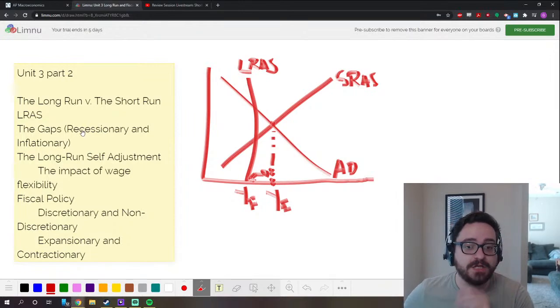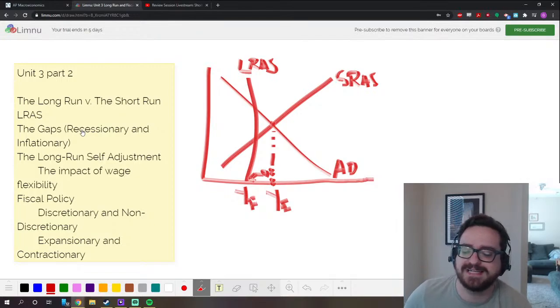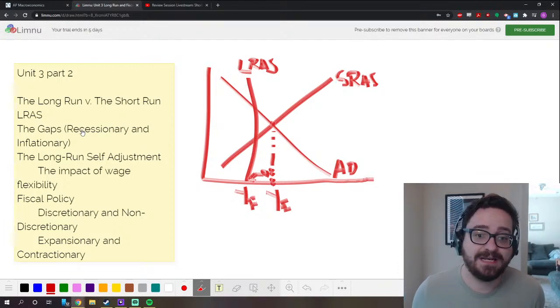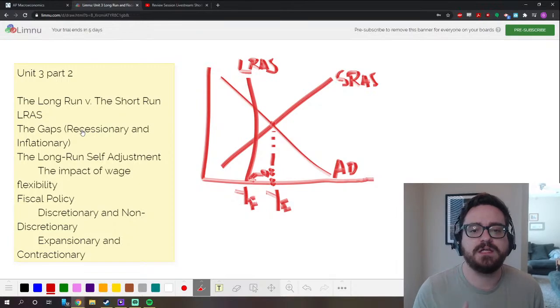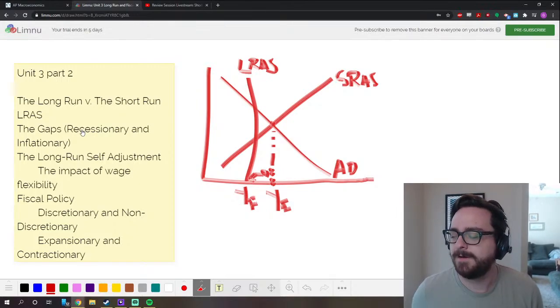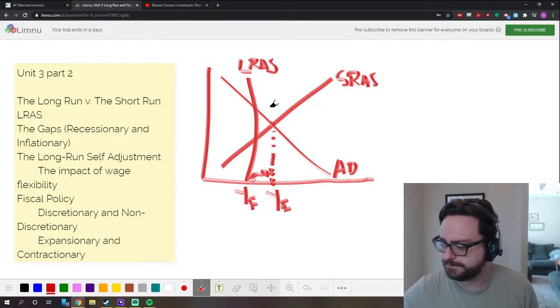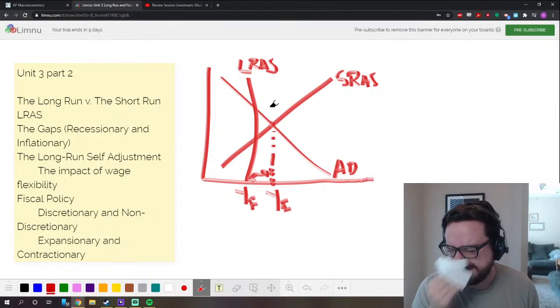So again, LRAS is a reference point. It gives you context for the economy. When questions on an AP exam, especially FRQs, say things like, assume an economy starting in a recession, assume an economy starting in an inflationary period, assume an economy starting in a negative or a positive output gap, what they're telling you is where to put LRAS in reference to your equilibrium. Positive output gap, my LRAS is to the left of my equilibrium. Negative output gap, it would be to my right.